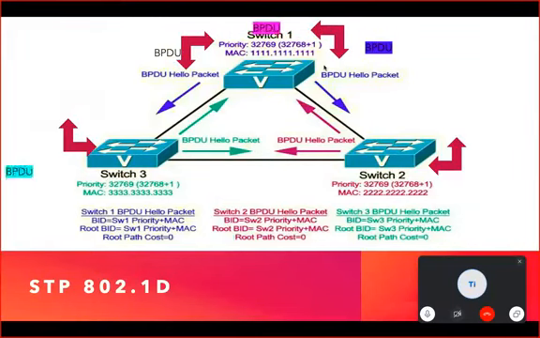The first step in spanning tree protocol is finding a root bridge. Step two is put the root interface into a forwarding state. And then step three is each non-root switch selects its root ports. Step four is remaining links choose a designated port. And step five is all other ports are put into the blocking state.